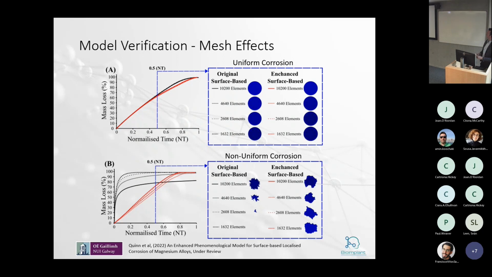We did a verification just to show essentially that our model is not mesh sensitive. So in terms of what we've plotted here, this is your mass loss over normalized time. Again, the original model has a sensitivity to the number of elements. So if you prescribe a different number of elements in the original model, you get a different corrosion rate. It was just a feature of the model, whereas our one has normalized all those effects, so you get the same rate of corrosion with different element sizes, which helps you when you need to mesh large structures.